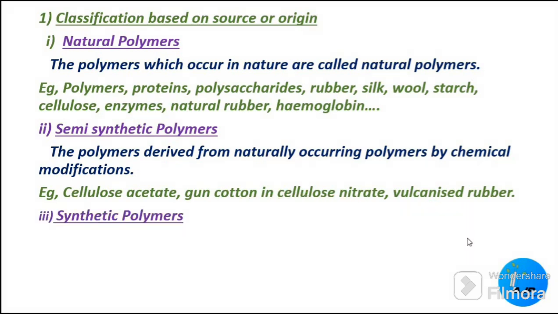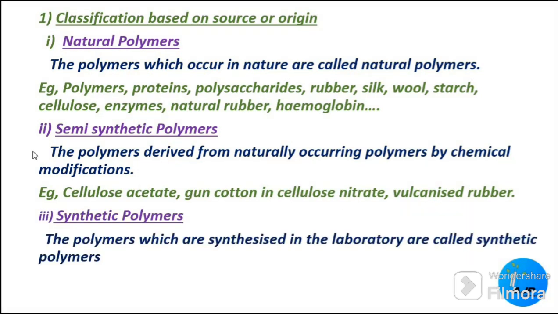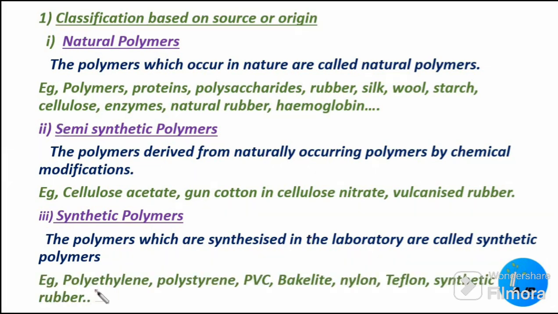The last one is the synthetic polymers. So what are synthetic polymers? These are the polymers which are synthesized in the laboratory. These are man-made polymers actually. So the polymers synthesized in the laboratory are called synthetic polymers. A list of important synthetic polymers is given below: polyethylene, polystyrene, PVC, meaning polyvinyl chloride, bakelite, meaning phenol formaldehyde resin, then nylon 66, Teflon, then synthetic rubber. All these come under synthetic polymers.